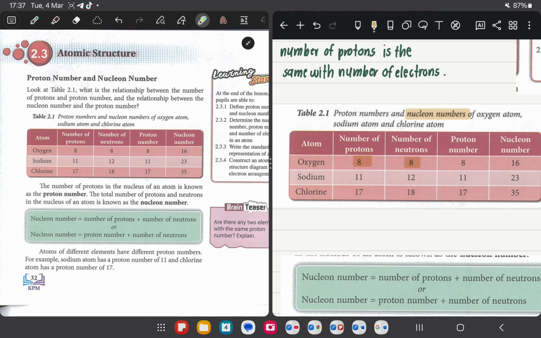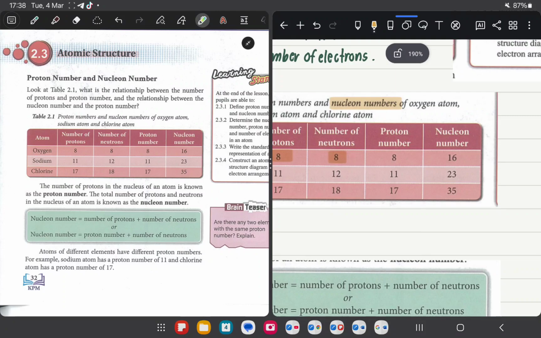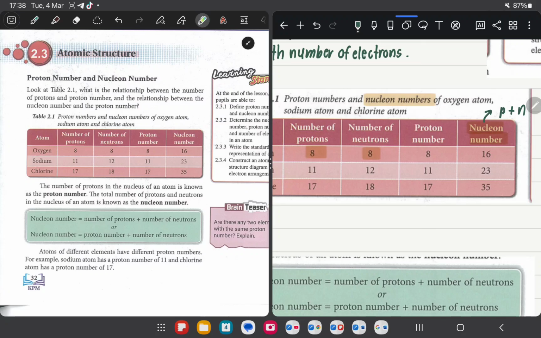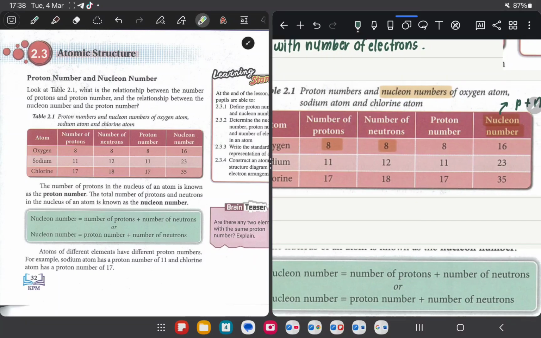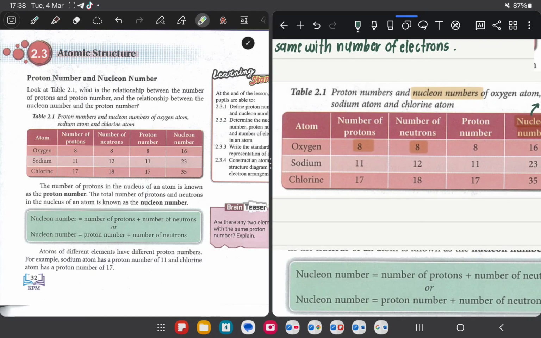There is only one term which we call nucleon number. But nucleon number is not only for neutrons. Nucleon number is actually your protons plus neutrons. Then only you get your nucleon number. You understand? So for oxygen, how many protons do I have? I have 8 protons. How many neutrons? I have 8 neutrons. So when I add my protons and neutrons, I end up with 16. Number of protons and proton number are the same thing, only different spelling, but they have the same value. Understand? Let's see sodium.